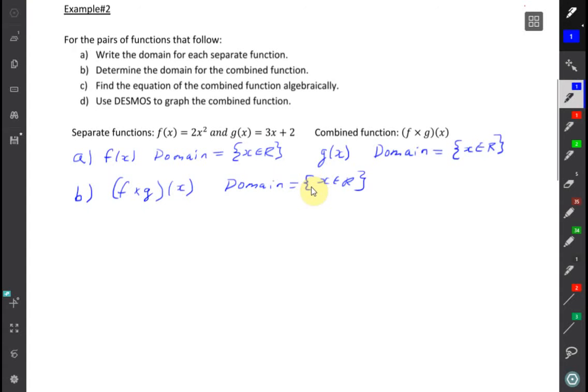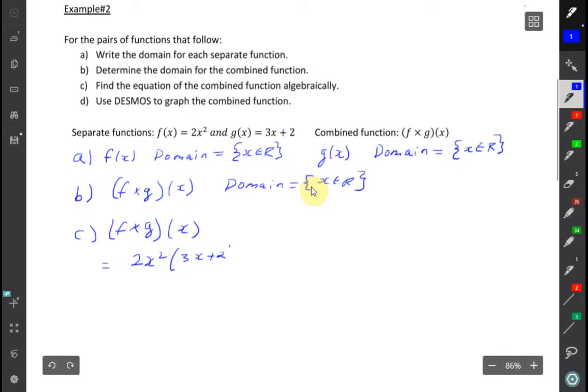C now asks us to find the equation of f times g at x. So this equals f at x is 2x squared, g at x is 3x plus 2. Multiplying the two together, 2 times 3 is 6. x squared times x gives us x cubed plus 4x squared. And now that's our new combined function.